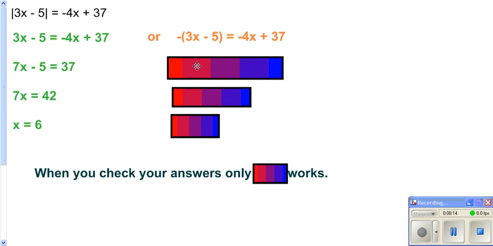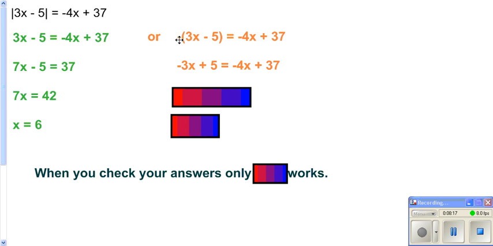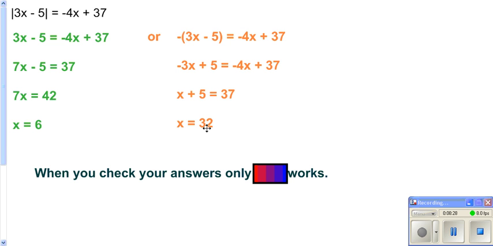Over here, we can distribute the negative through to each one of these. Now we can go ahead and add a 4x to both sides. Get rid of the plus 5 by subtracting 5. We get 32, and then once again you want to check your answers, and in this case only the 6 works.